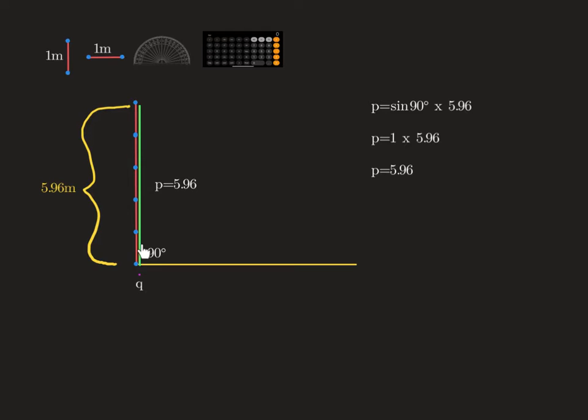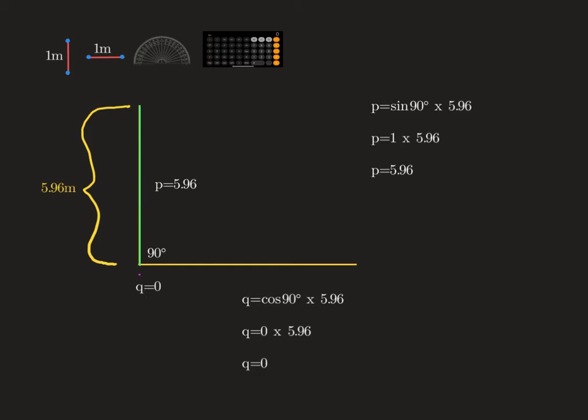What about the cosine? Well, the cosine should give us the length left and right. Well, it goes straight up. So the length left and right is actually 0. It doesn't go left or right. And so the cosine of 90 degrees times 5.96, sure enough, is just equal to 0. It doesn't go left or right because the cosine of 90 degrees is equal to 0.